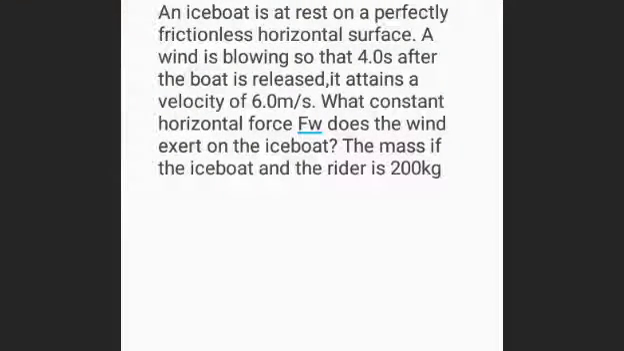So now we say that an ice boat is at rest on a perfectly frictionless horizontal surface. A wind is blowing along the direction of the runners, so that after 4 seconds, the ice boat is released. It attains a velocity of 6 meters per second. What constant horizontal force does the wind exert on the ice boat? The mass of the ice boat and the rider is 200 kilograms.